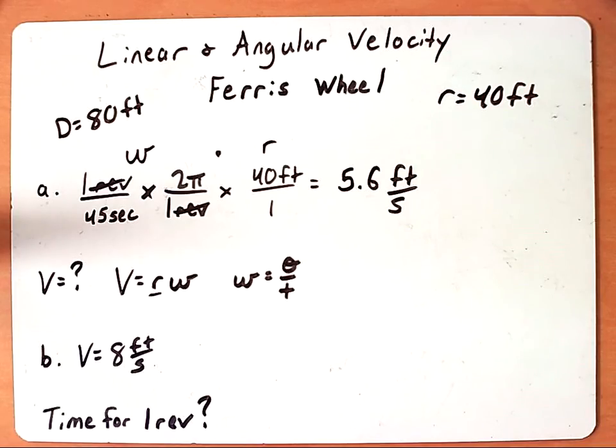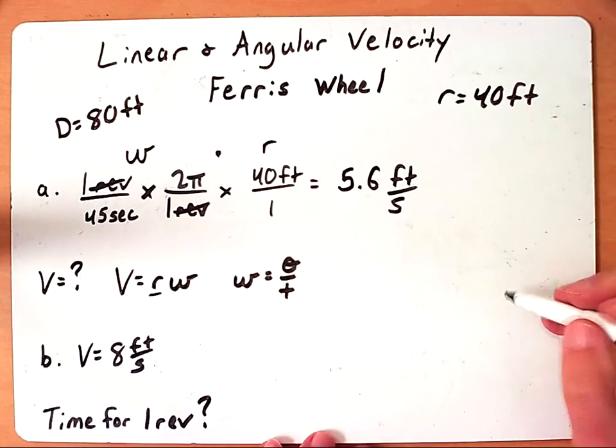Then we move to part B of the problem. Part B says, suppose our Ferris wheel has a linear velocity of 8 feet per second. How long would it take for us to achieve one revolution around the Ferris wheel? Typically students tend to overthink this a good bit. I know the first time I tried to work it out, I overthought it.